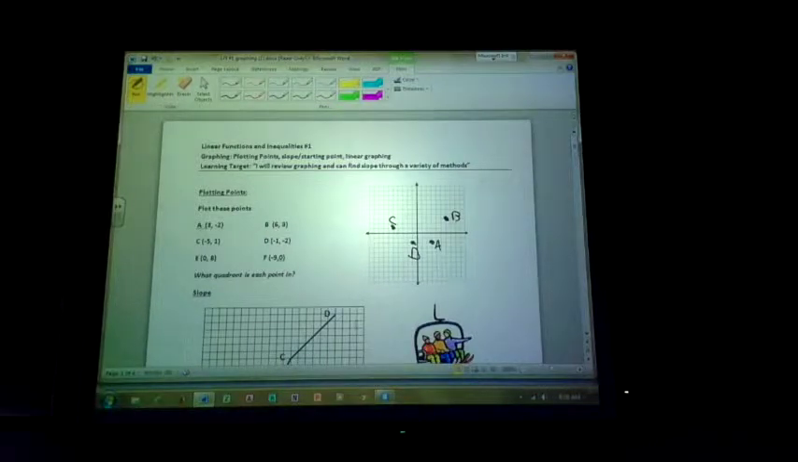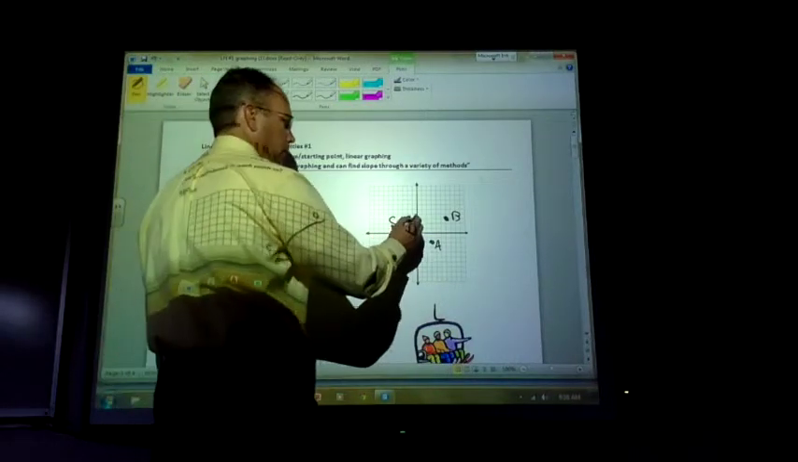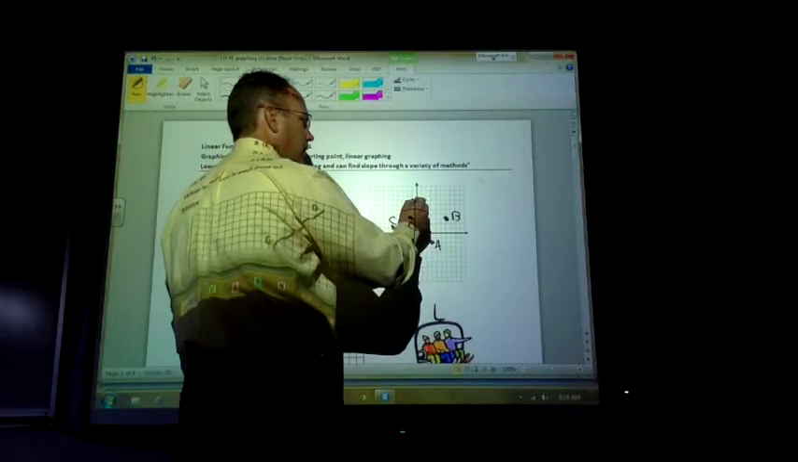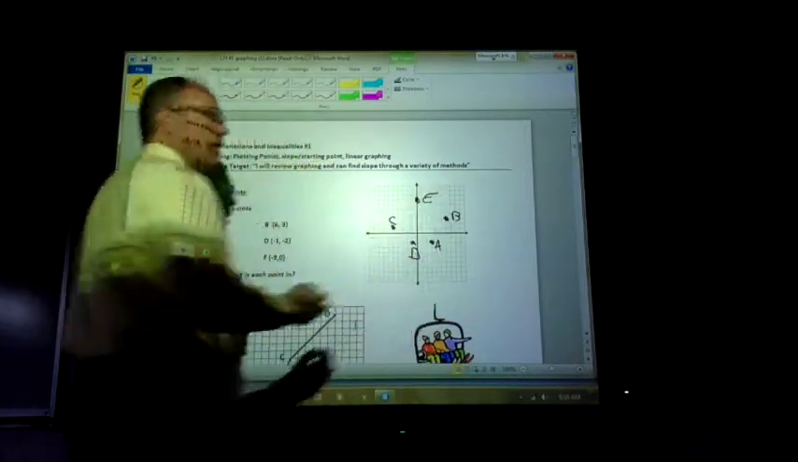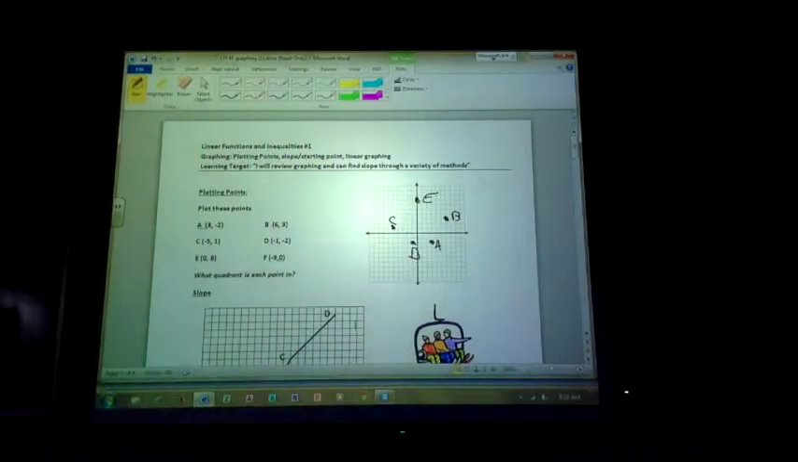You start at the middle. Middle, okay. And then you go up 8. And I just go up 8. So I'm not going right or left at all. I'm just going up 8. 2, 3, 4, 5, 6, 7, 8. And that's letter E.